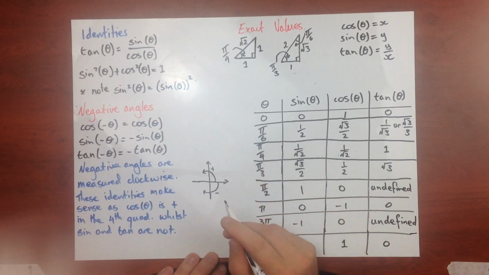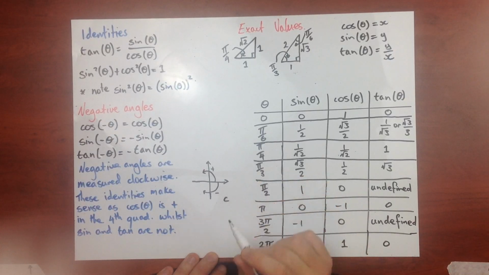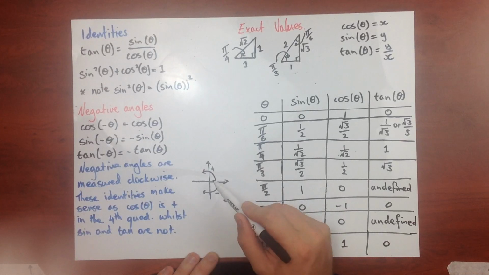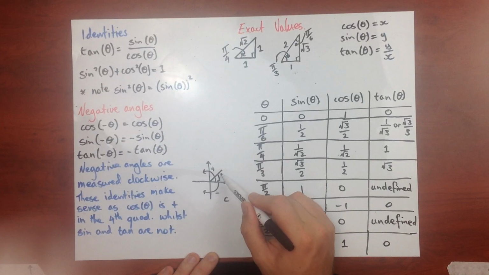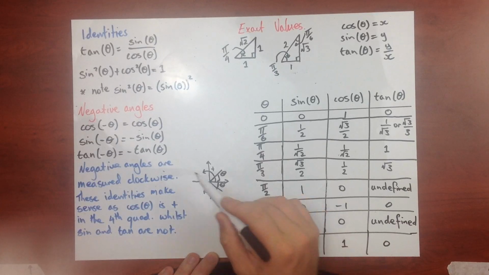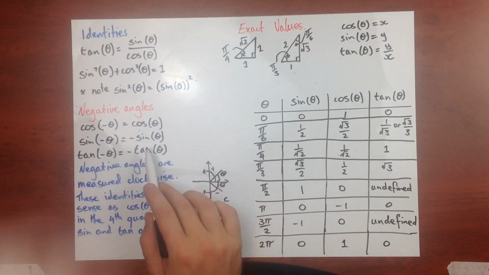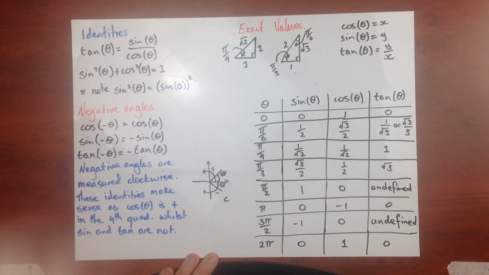With our unit circle before, our C was down here. It was the only one that was positive. So if theta's up here in our first quadrant, negative theta is down here. In the fourth quadrant we know only cos is positive and the other two are negative. So these negative angle identities make sense.